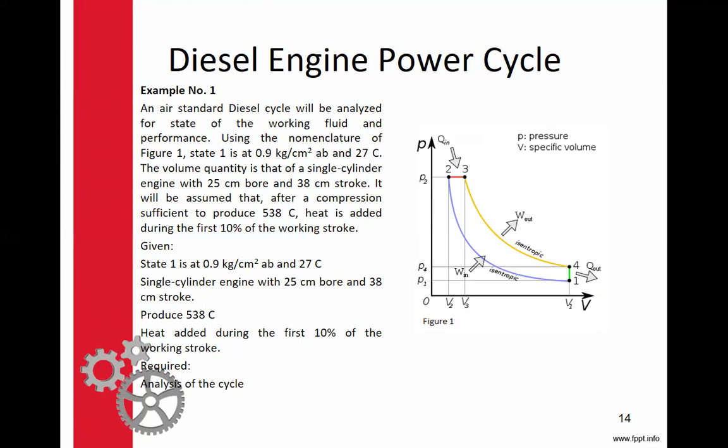So given state 1 is at 0.9 kilogram per centimeter squared and 27 C, a single cylinder engine with 25 centimeter bore and 38 centimeter stroke. The compression produces 538 C. Heat is added during the first 10% of the stroke. Ito, yung stroke mo, the first ng V1, V2. So 10% na ito, yung 2 and 3. So required is analysis of the cycle.